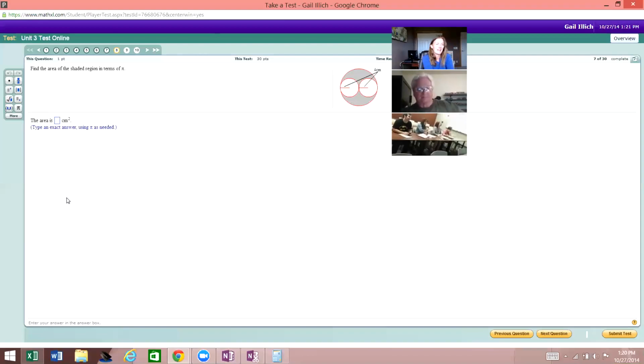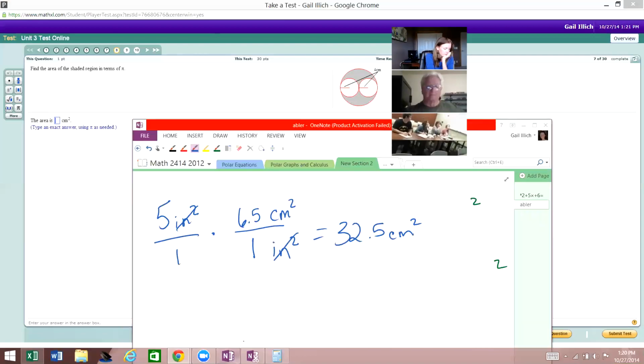Just kidding. All right, find the area of the shaded region. Oh, this is a good one. This is pretty tricky, I think. Shaded region on the outside. This is sort of one of these.